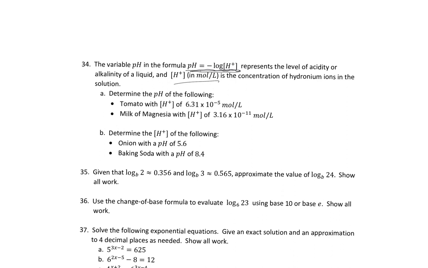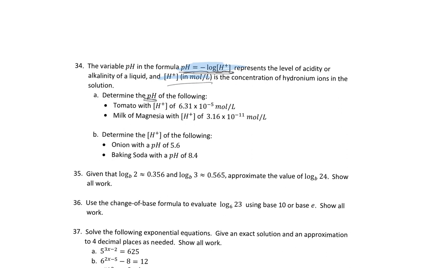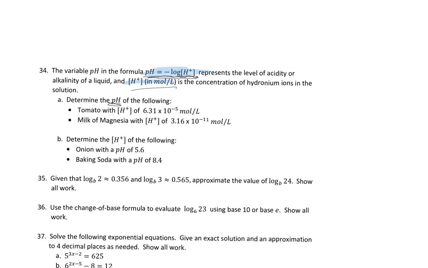Up here, pH is equal to negative log of H plus. This is one of our important variables and the units. So first we want to determine the pH of the following. We have a tomato with H plus equal to 6.31 times 10 to the negative 5 moles per liter.